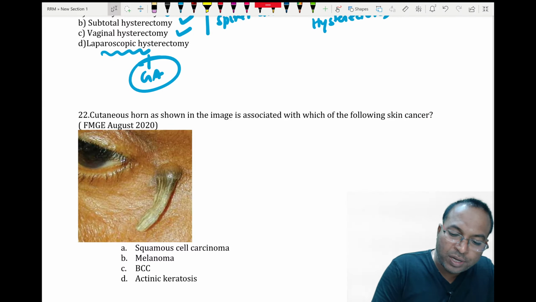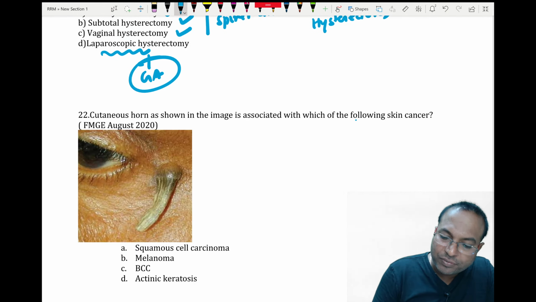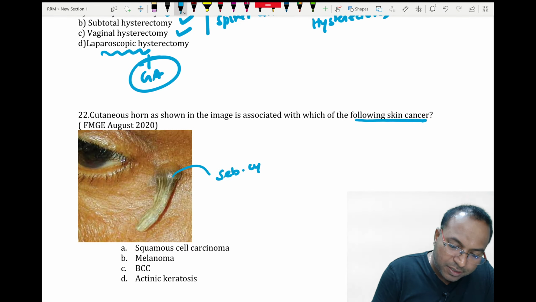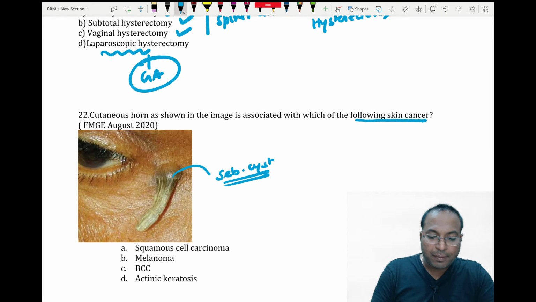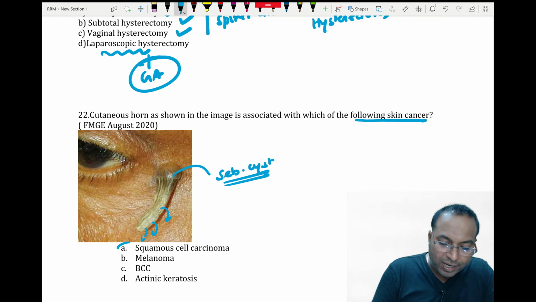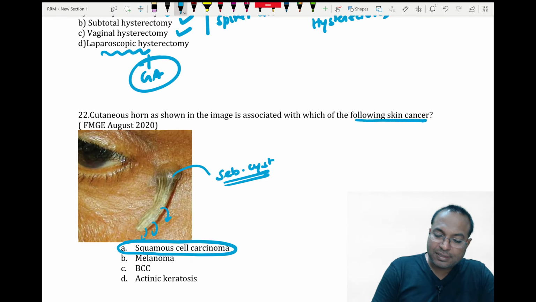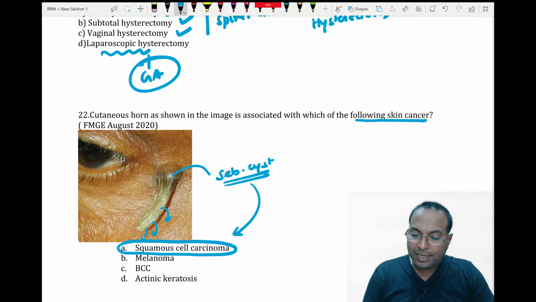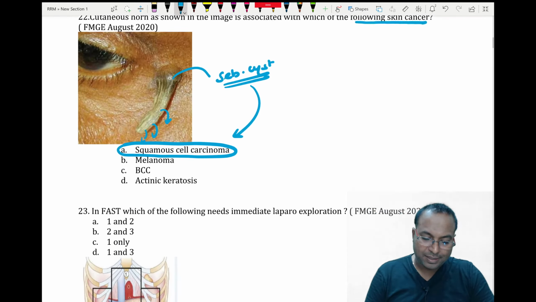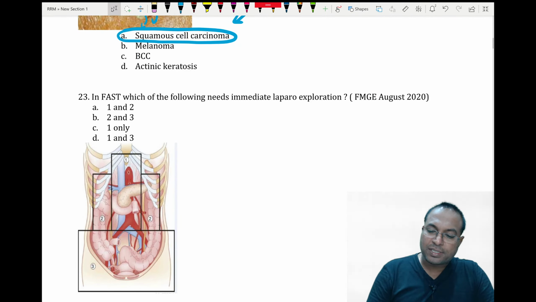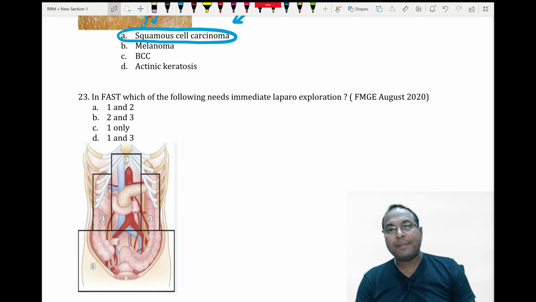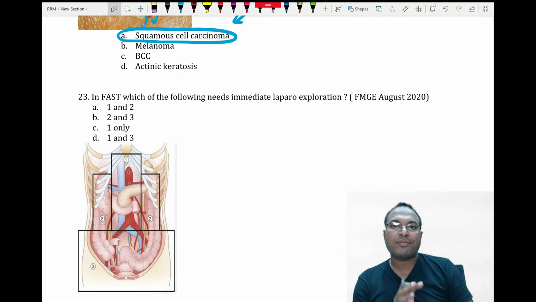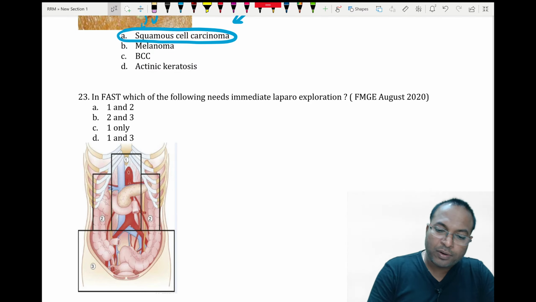Cutaneous horn as shown in the image is associated with which of the following cancers? It is a complication of sebaceous cyst. Sebaceous cyst becomes dried up and becomes a sebaceous horn. This fellow will go for a cancer, squamous cell cancer. Sebaceous cyst will lead to squamous cell cancer. Remember that. Okay, it can lead to squamous cell cancer. So this question is an AIIMS question, which after the AIIMS exam, the next exam itself, it was asked in the FMGE exam.